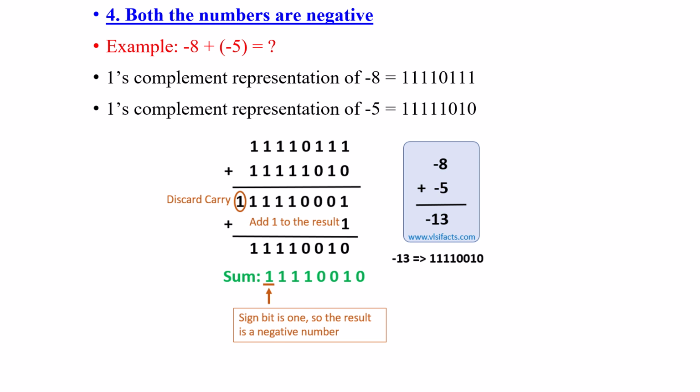So from this conclusion, if you want to do the ones complement addition, if it is a positive number, we have to take the binary of that number. If it is a negative number, we have to take the binary of the specific number and flip the bits. If we get any end-around carry, we have to discard that carry and add 1 to the result. So this is a brief conclusion about this ones complement addition.